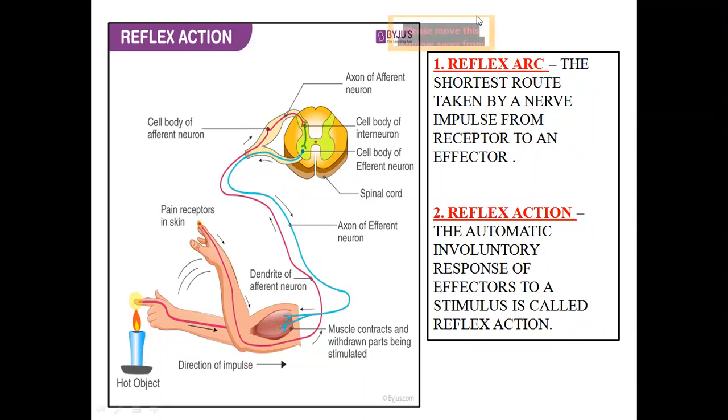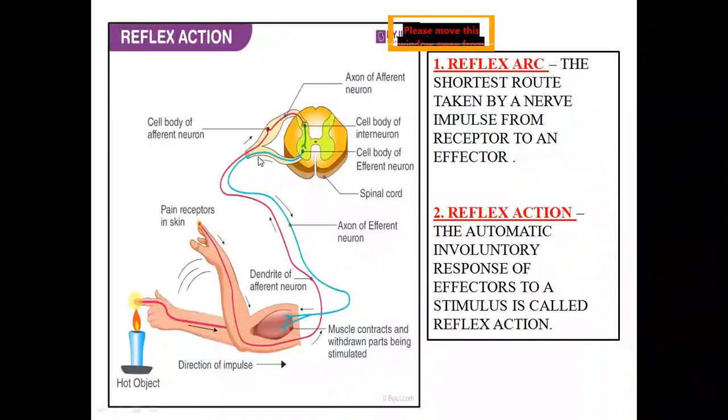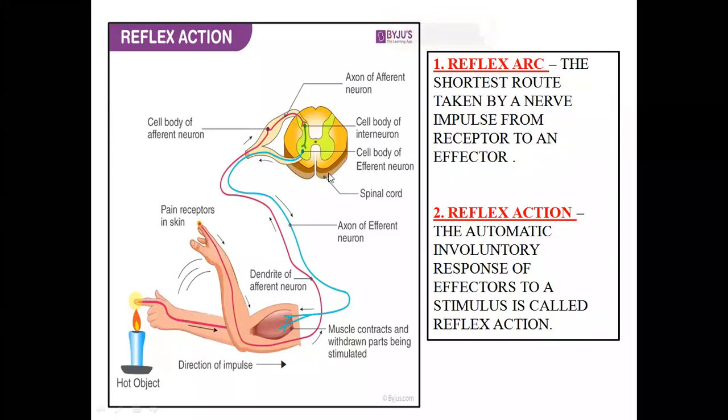Over here is a blue colored line. This blue line shows the efferent neuron or the motor neuron. This efferent neuron carries the nerve impulse from the spinal cord to the respective muscles, so that the muscles can instantly withdraw your hand.